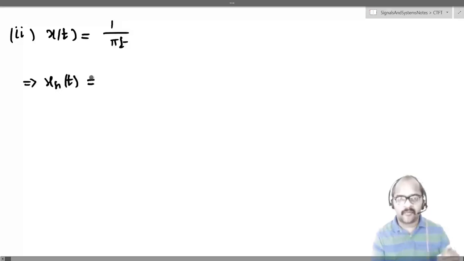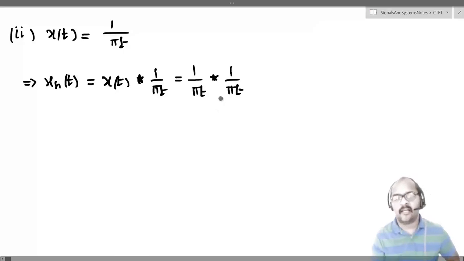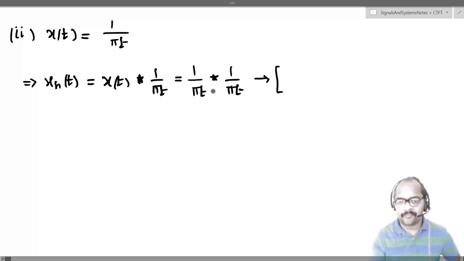So for this, what will be our xh of t? What is the Hilbert transform of a signal? It is the convolution of x of t with 1 by pi t. But here, x of t itself is 1 by pi t. So this should be equal to 1 by pi t convolved with 1 by pi t. So clearly, doing the convolution in time domain would be a little bit tough, and hence we will take the help of Fourier transform.